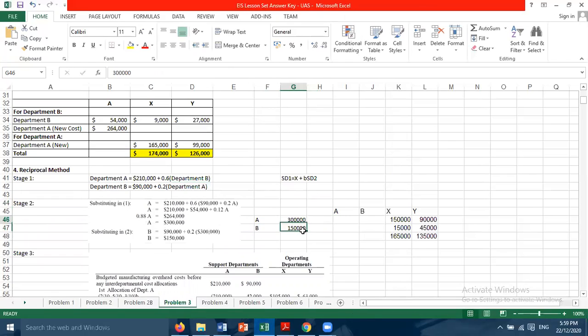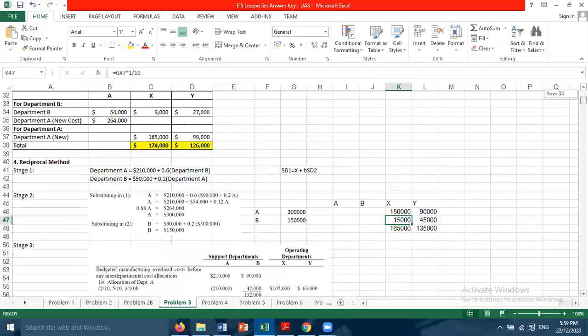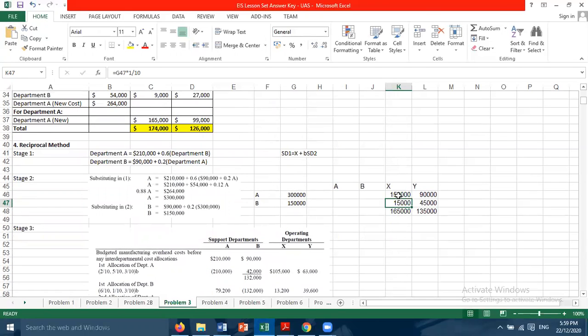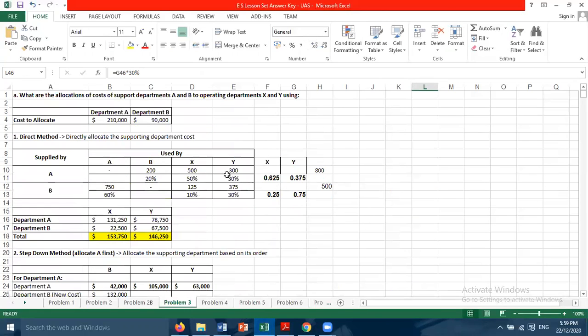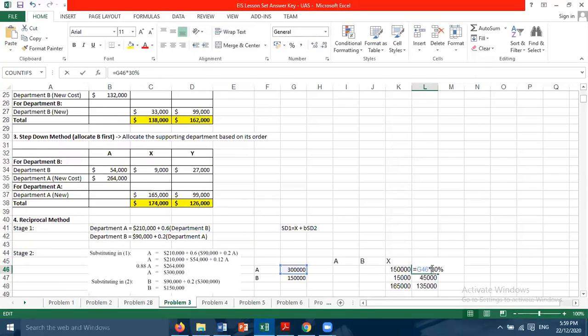Since we already have the totals to be allocated, all we need to do is allocate this to the operating departments. In this case, we use the weighting from before. For X, 300,000 times 50%, which is 150,000. Whereas Y is, as we can see here, 30%. So 30% times 300,000, and we'll get 90,000.